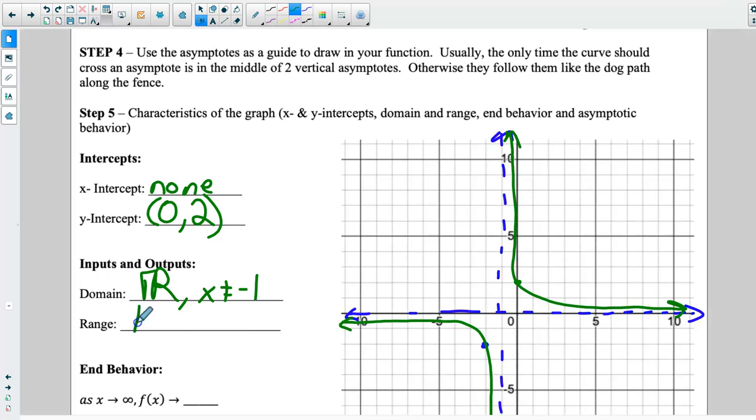Then I go to my range, and I write all real numbers. Range deals with what? X or y? Y. And y cannot be 0, which is your horizontal asymptote.